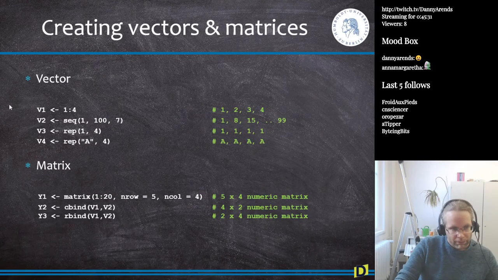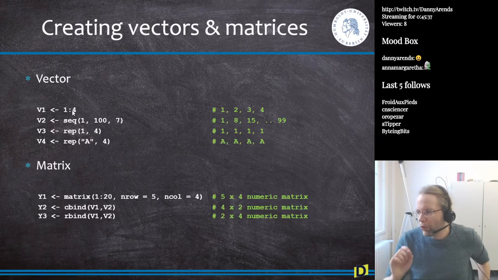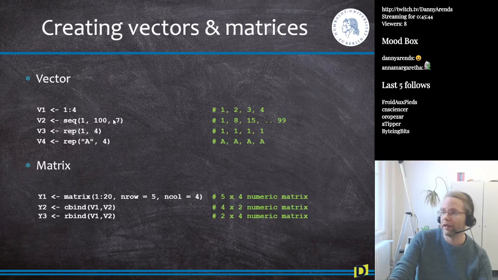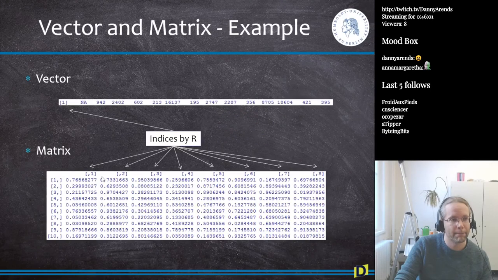So here's the overview slide. We didn't really talk about the double point operator. The double point operator is the seq function, but it's just shorthand because it always steps by 1. You cannot give it a different step size. So 1 double point 4 just means 1, 2, 3, 4. It just creates a vector with 1, 2, 3, and 4 in there. Rep, we talked about. The matrix is more or less the same thing, and that's what I showed you guys.